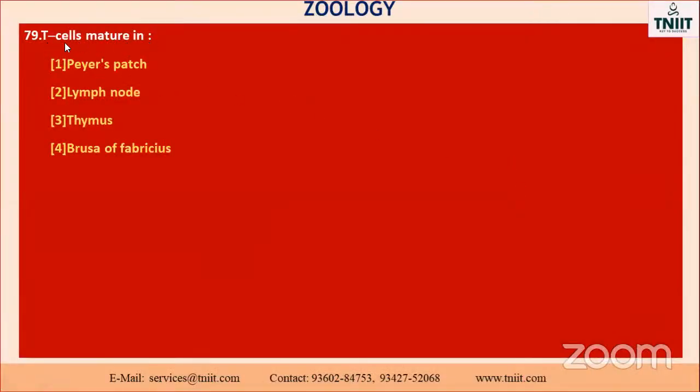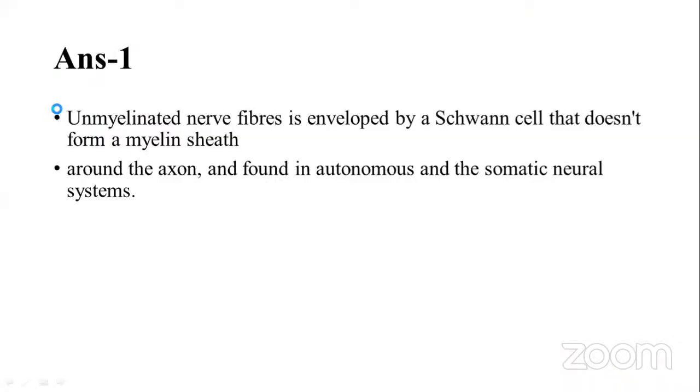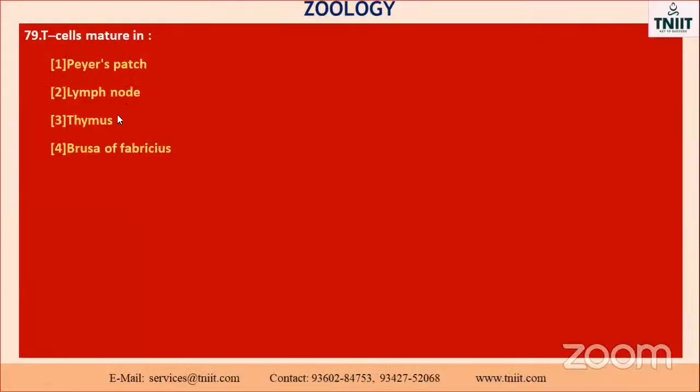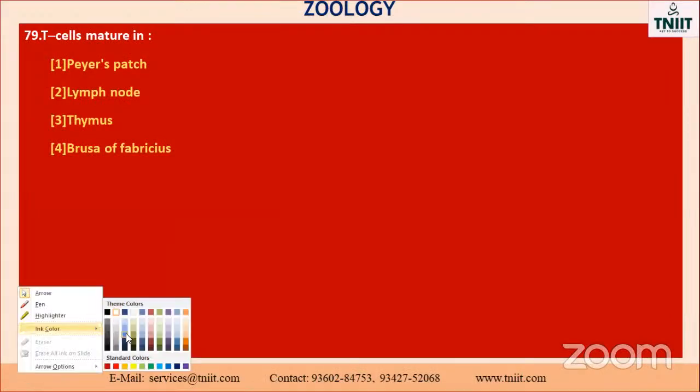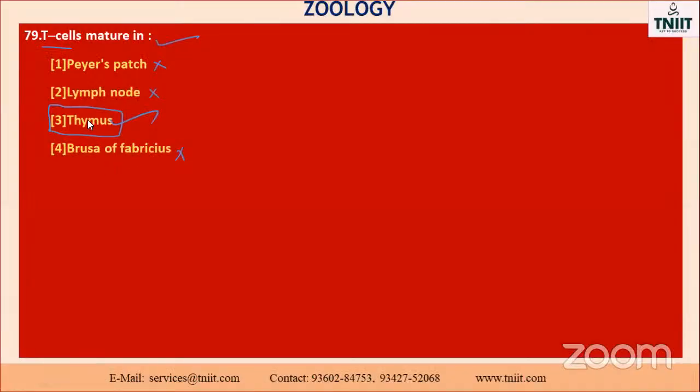T cells mature in. What is the meaning of T cell, my dear? T cell is nothing but the thymus cell, where it undergoes the maturation process. T cell matures in where? Peyer's patches? No. Lymph node? It's not there. Bursa of Fabricius? No. So thymus. See that? The third one is the correct answer. Okay, thymus is the correct one. So the maturation takes place there.